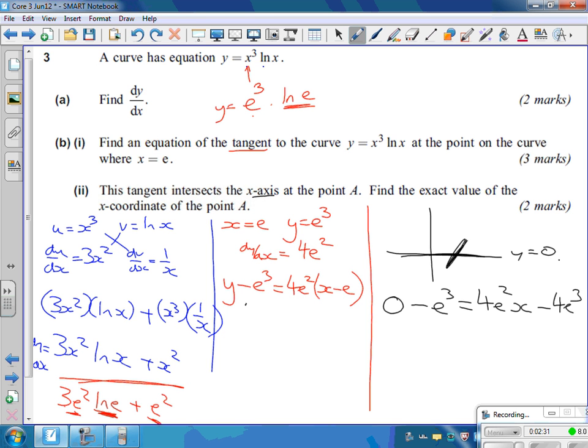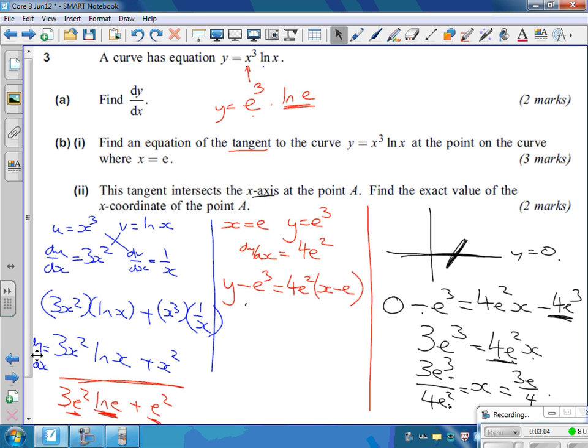Let's add this to both sides. There's currently minus e to the 3 here. Add these 4 e to the 3's, which will make us 3 e to the 3's equals 4 e squared x. And now just to get the x on its own, divide both sides by this. 3 e to the 3 over 4 e squared equals x. Cancel down 2 of those e's going there with 2 of those there, leaving you just 1 on the top. So we get 3e over 4 as our finished answer.